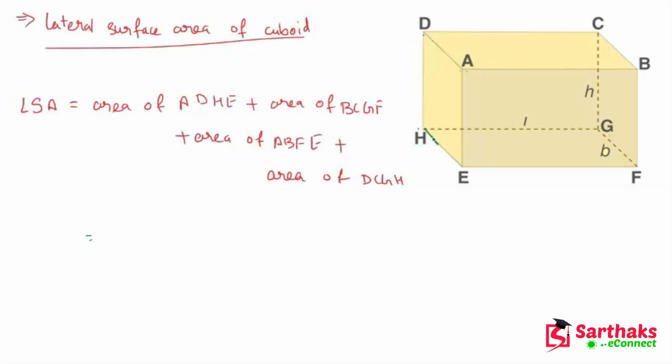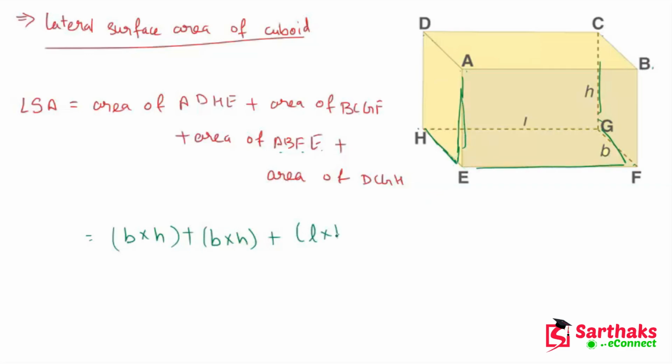Now the area of ADHE: this is B and this is H, so this will be B into H, plus the area of BCGF. Similarly, this is B and this is H, so we can write B into H, plus the area of ABFE. You can see this is L and this is H, so we can write L into H, plus similarly the area of DCGH.